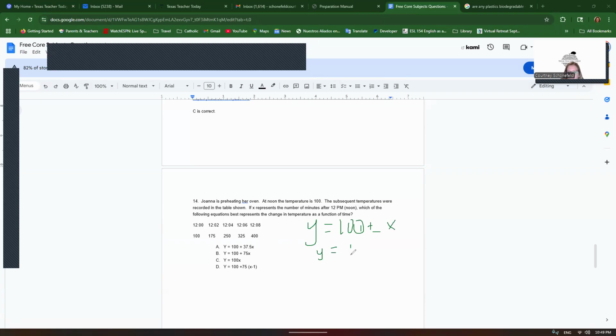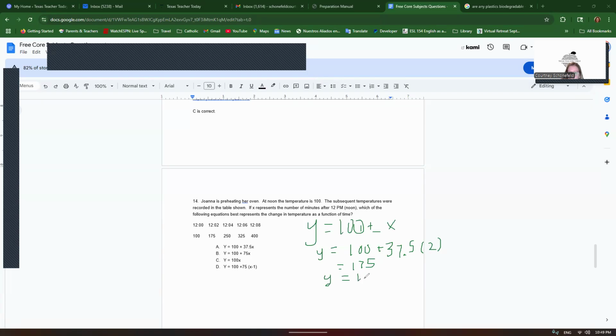For A, y equals 100 plus 37.5 times x. Well, remember x is the number of minutes after 12. So at 0, that'd be 100 plus 37.5 times 0, which is 100. So that one checks out. Now let's look at the 2. We're going to plug in a 2 here. 2 times 37.5 is 75. 100 plus 75 is equal to 175. But I always want to look at more data points than that. So let's look at 4.